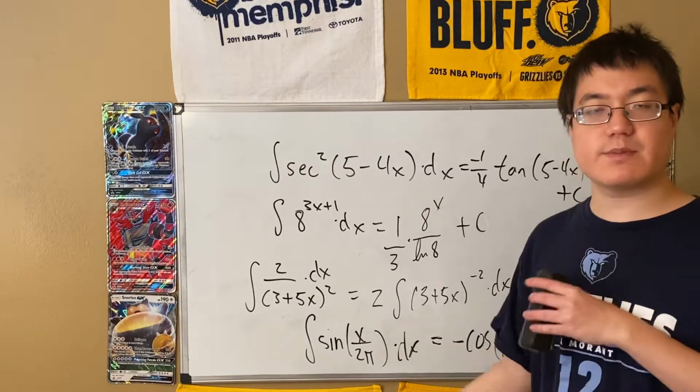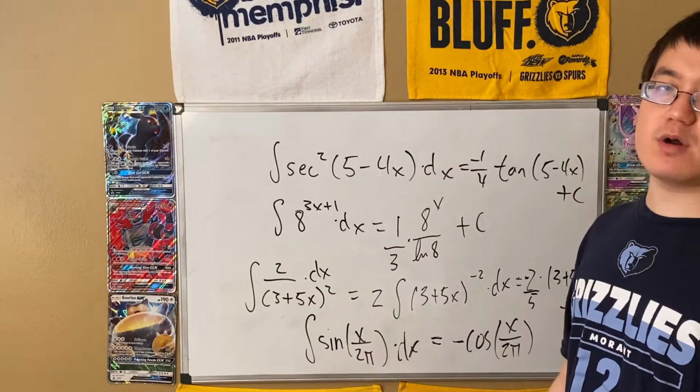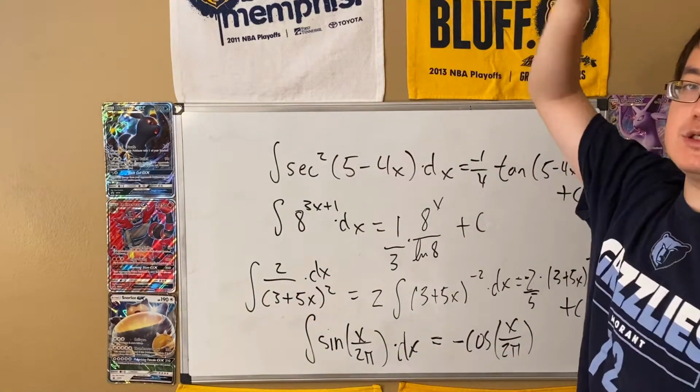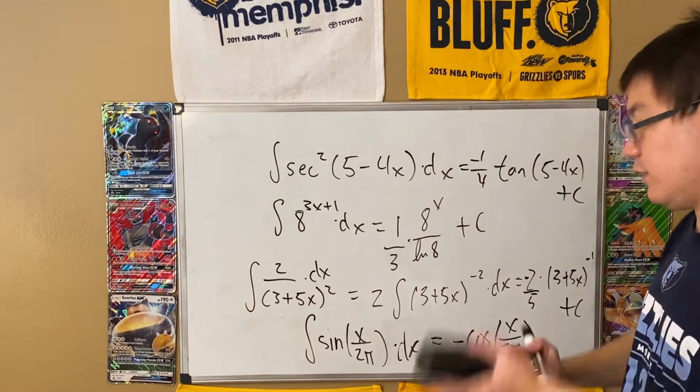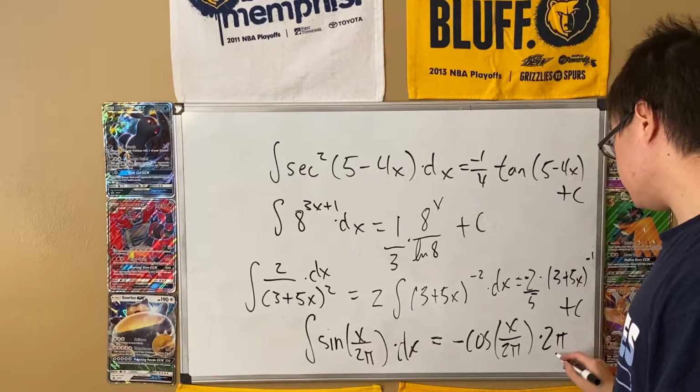And you multiply by the reciprocal of the derivative of 1 over 2 pi times x. But the derivative of 1 over 2 pi times x is just 1 over 2 pi. So when you flip that bad boy, it's just going to be 2 pi because it was a fraction and no longer became a fraction. So this answer is just this plus c.